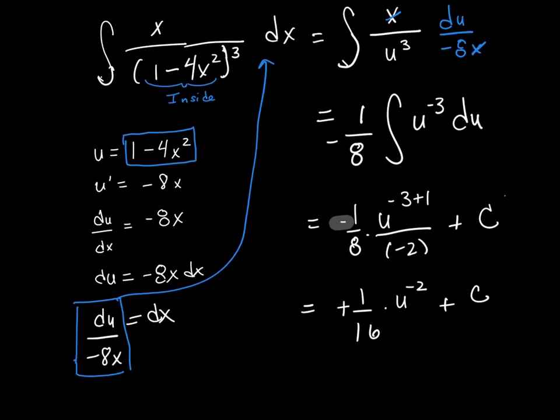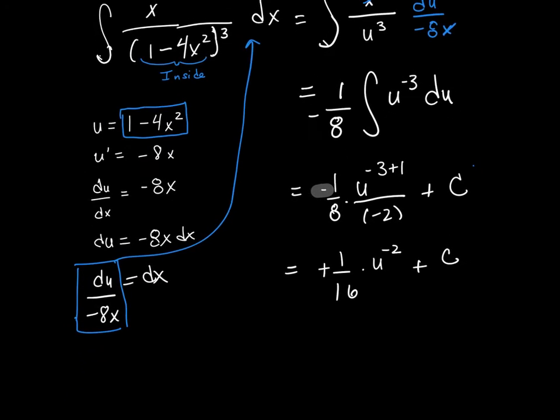So now I'm going to plug back in u, and u is equal to 1 minus 4x squared. So all of this just becomes 1 over 16. The negative 2 I'm going to drop to the denominator, and now I'm left with 1 minus 4x squared quantity squared plus that constant.